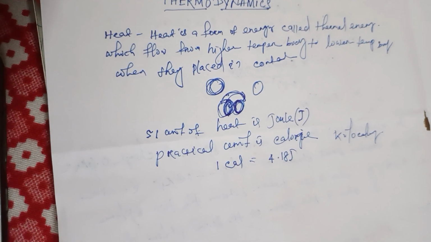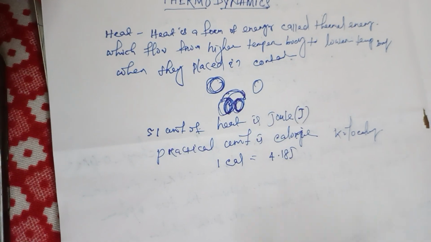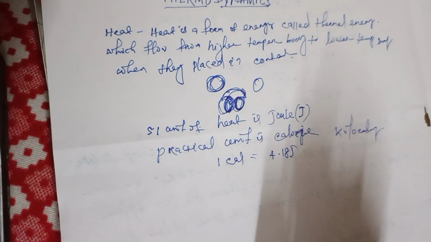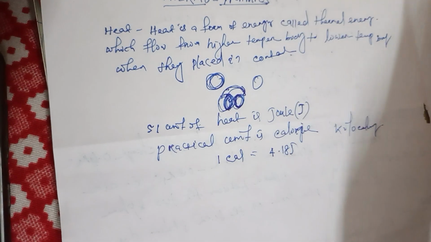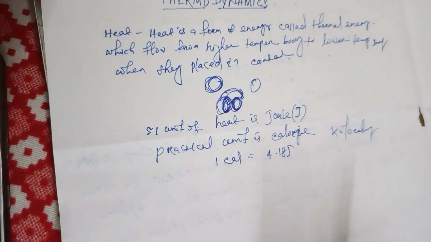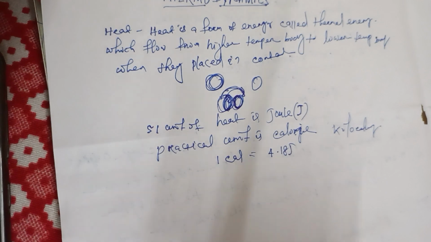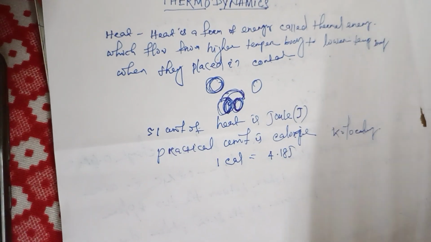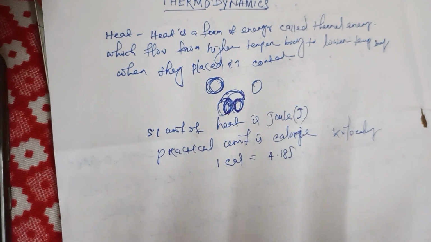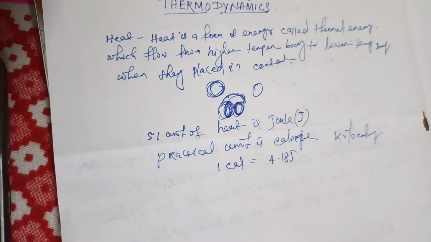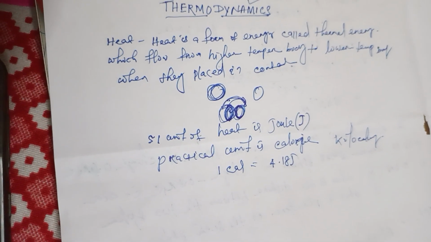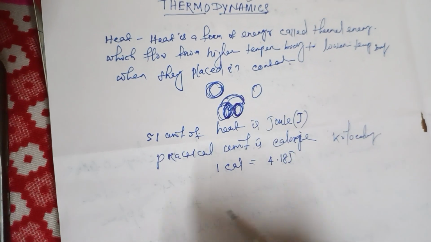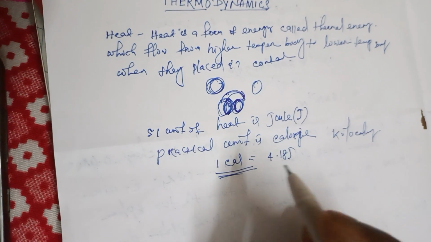We observed that heat is a form of energy like electrical energy, magnetic energy, gravitational energy, wind energy. Whatever may be the form, heat is also a form of energy. What is the 1 calorie?